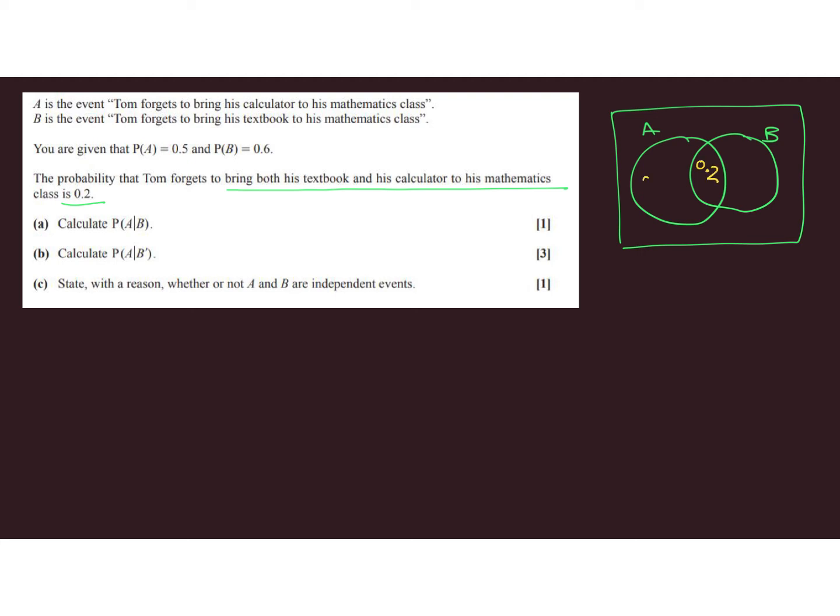So we can then fill in that the probability for this region is 0.3 because the overall probability for A is 0.5, and the probability for this region is 0.4 because the overall probability of B is 0.6. And that means that the probability outside here is 0.1. Now, part A, calculate the probability of event A given event B. The law of conditional probability tells us this is the probability of A and B divided by the probability of B. The probability of A and B is 0.2, the probability of B is 0.6, so that is an answer of 1/3.